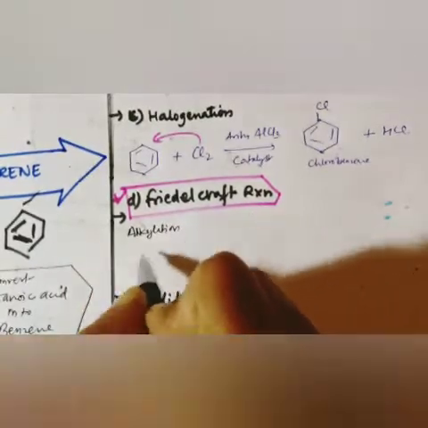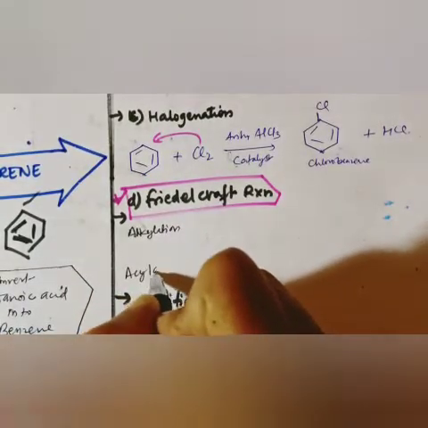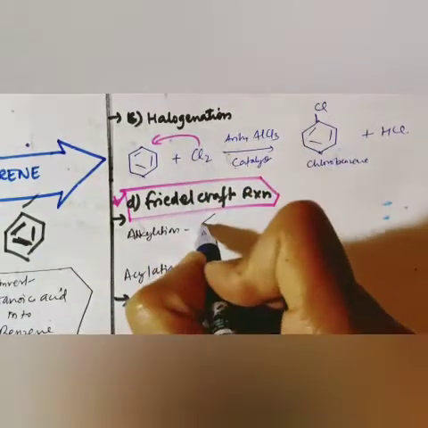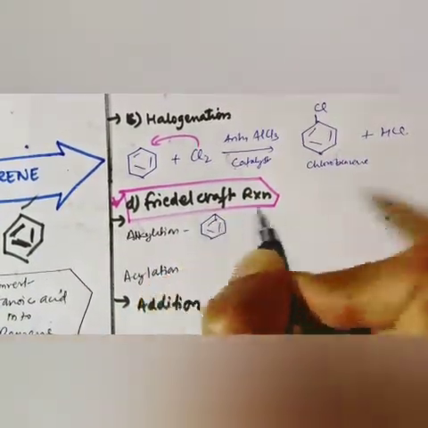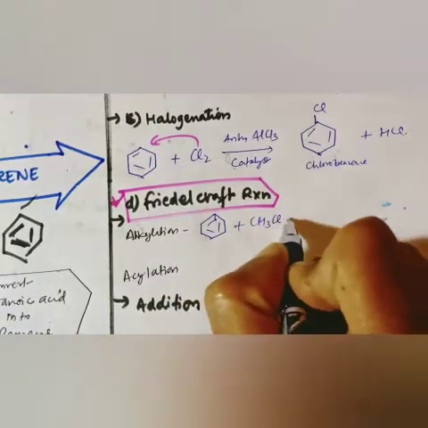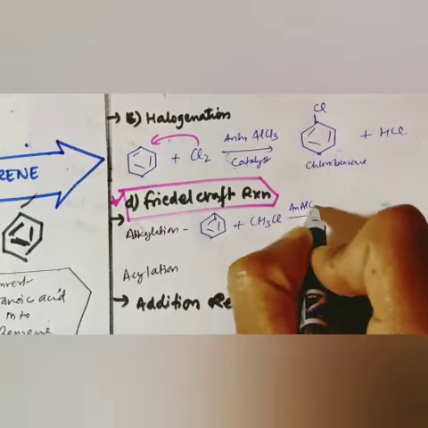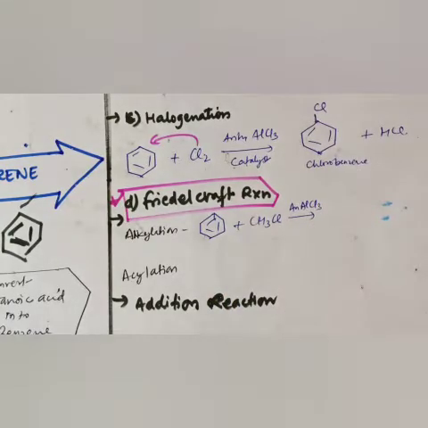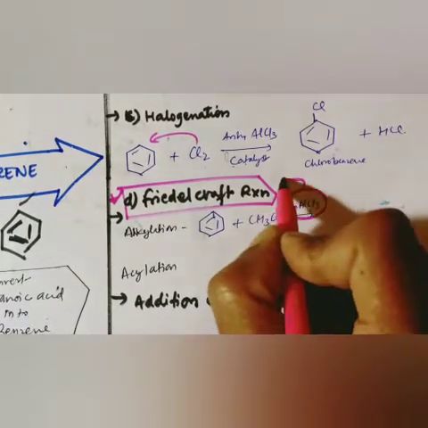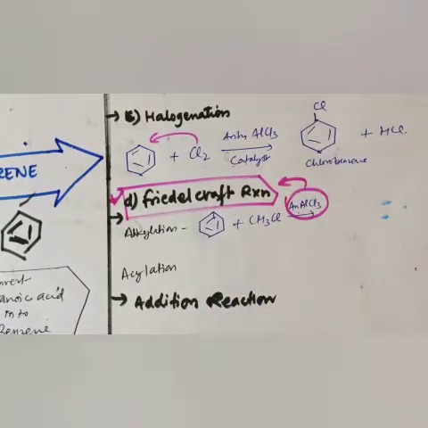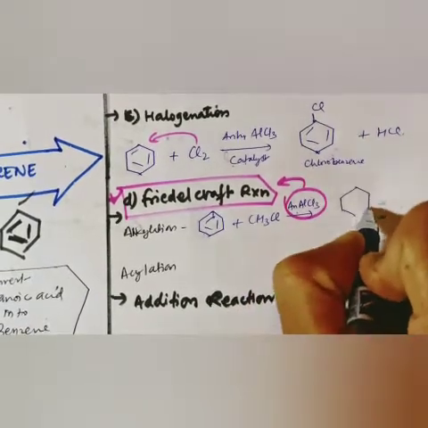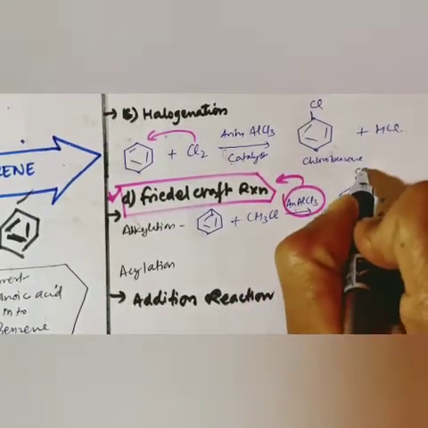In alkylation there is a different reaction. In acylation there is a different reaction. In case of alkylation, the benzene ring will be treated with CH3Cl, that is methyl chloride, in the presence of anhydrous aluminum chloride. This is the Friedel-Crafts catalyst. You always have to add this in Friedel-Crafts. This Friedel-Crafts catalyst will change the benzene into toluene.